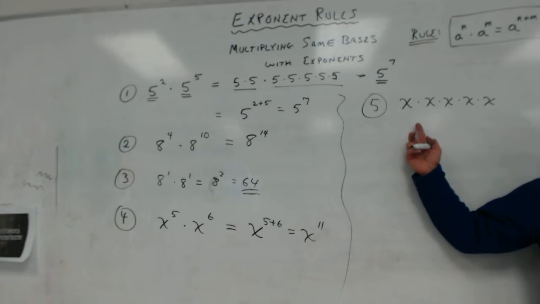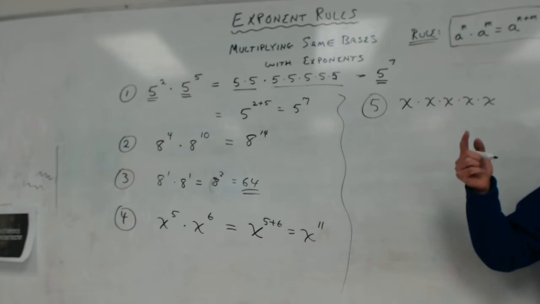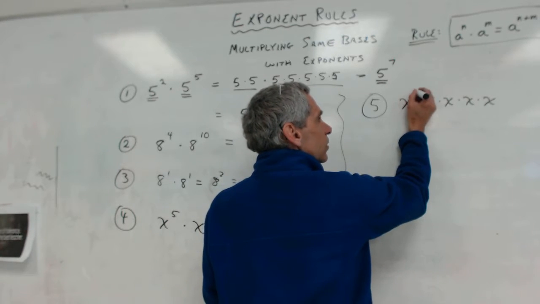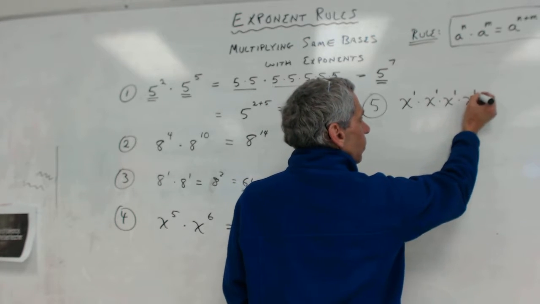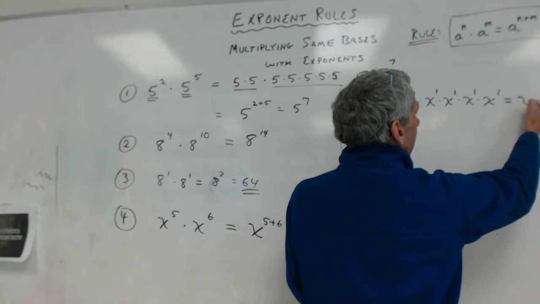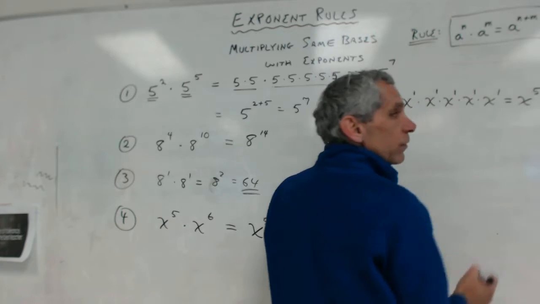Everything has an exponent, and if you don't see one here, all of them have a 1. It's x to the 1. So technically, when you have just a plain x, it's x to the 1 power. So therefore, Raymond was right. The answer is x to the 1 plus 1 plus 1 plus 1 plus 1, which is x to the 5.